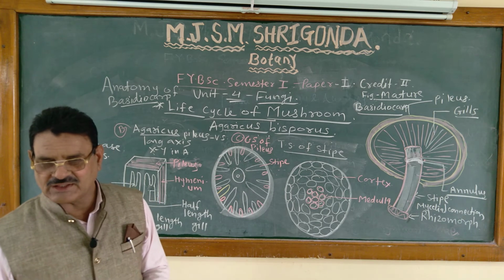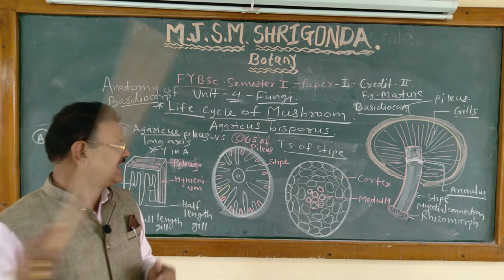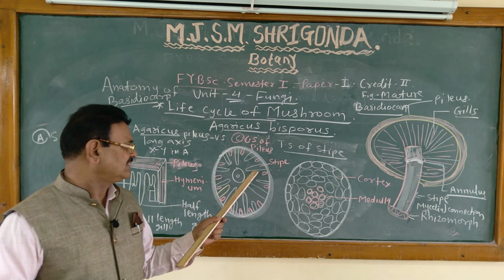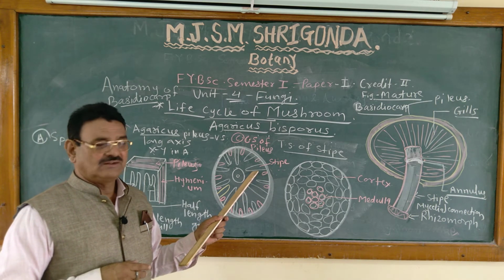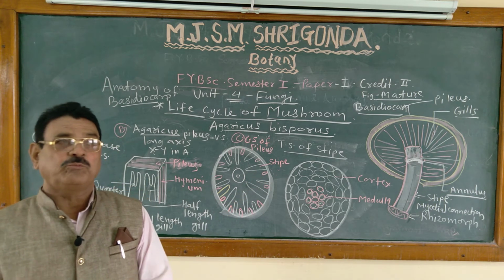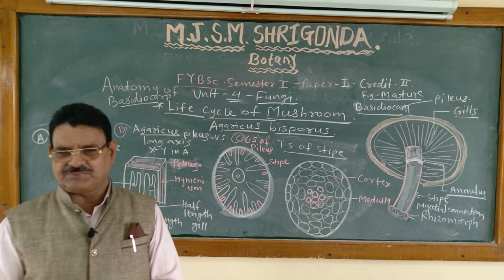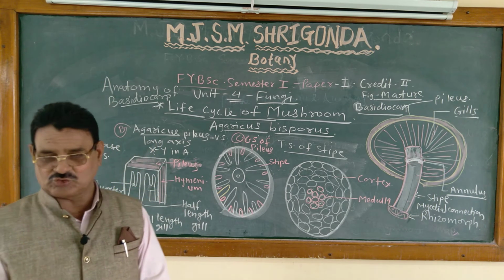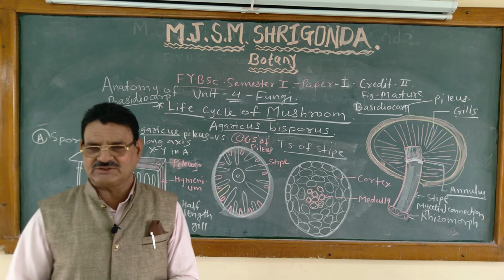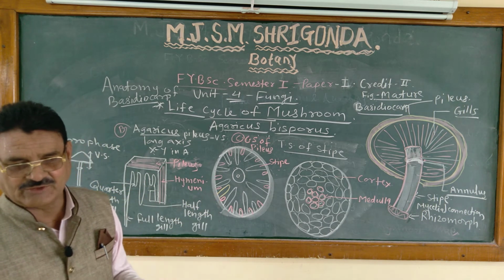Then the columnar club shaped fertile cells are called basidia. Basidia are present in this region. It shows 4 basidiospores, 2 positive strain and 2 negative strain. The outermost club shaped fertile cells are called basidia. Each basidium has 2 to 4 basidiospores, positive and negative strains.